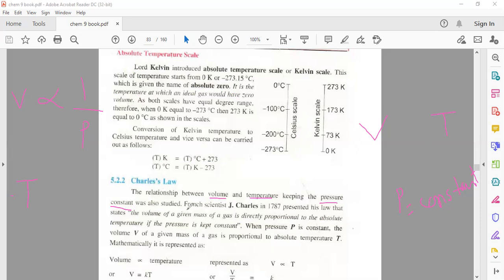Well, this Charles' law was stated by the French scientist Jacques Charles in 1787. In 1787, Jacques Charles stated this law as: the volume of a given mass of a gas is directly proportional to the absolute temperature if the pressure is kept constant. So there is a direct relationship between volume and temperature, which means if you are increasing temperature, volume will increase, or if you are decreasing temperature, volume will decrease.